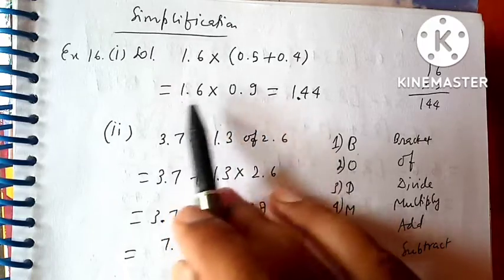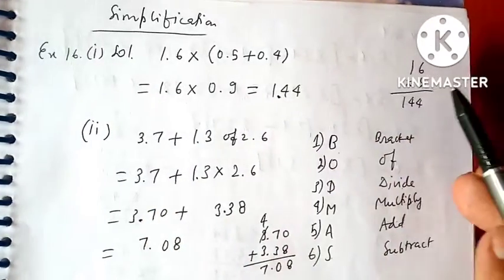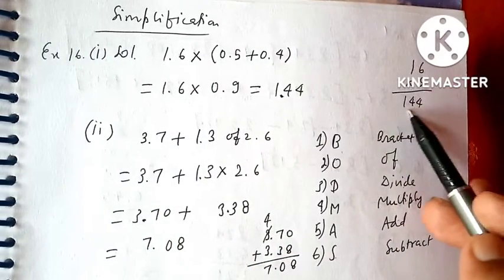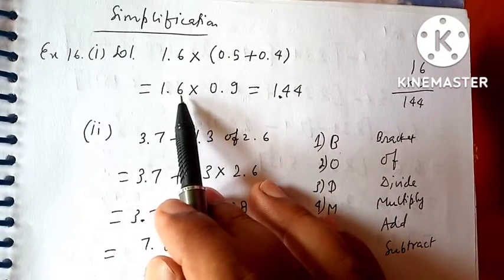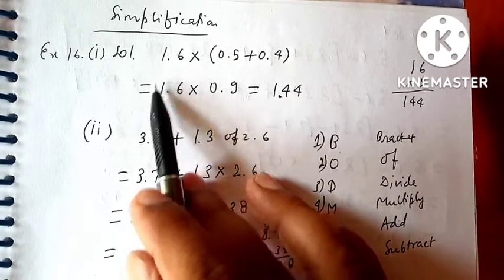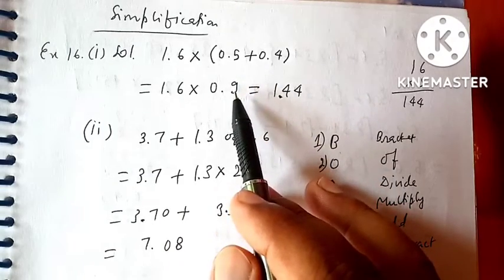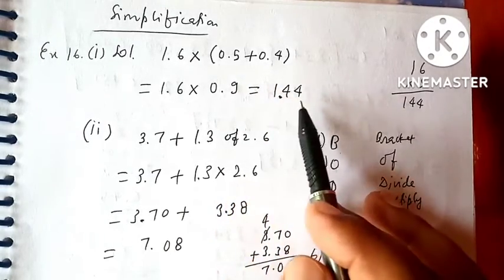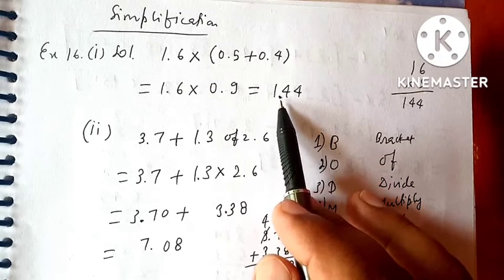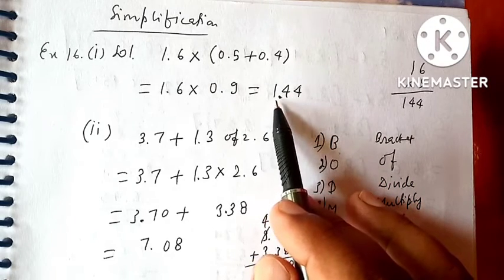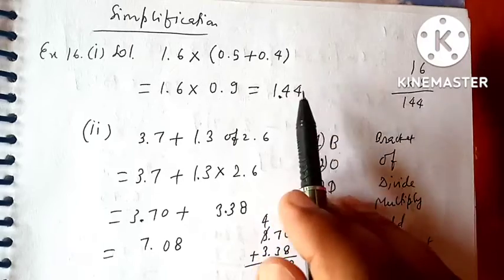Now you have to multiply these two numbers. So multiply them as a whole number, you have 144, as there are in total two decimal places, one decimal place in 1.6, another decimal place in 0.9. So in total two decimal places. So in the product there must be two decimal places, so you must put decimal between 1 and 4. So the answer is 1.44.